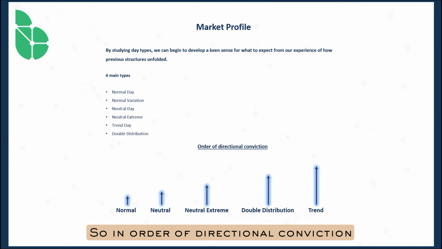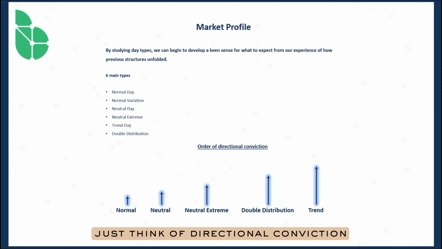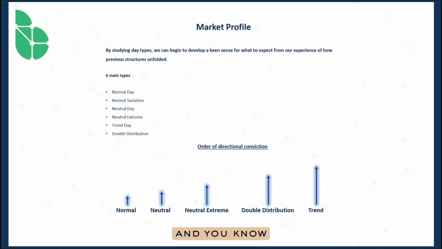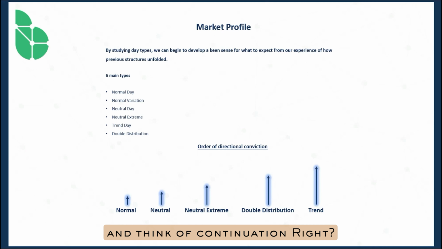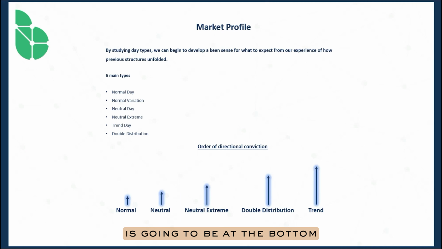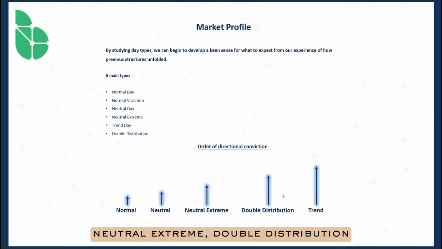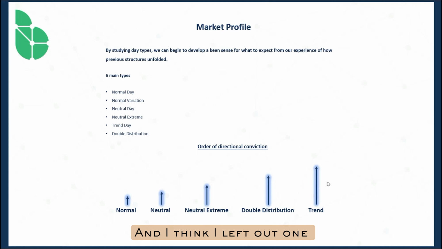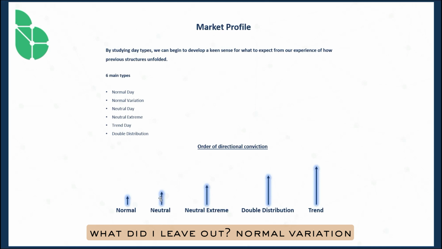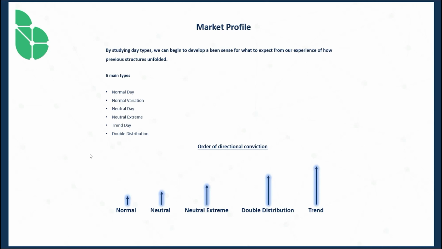So, in order of directional conviction, and basically just think of directional conviction as how much one side is in control, and think of continuation. Obviously a trend is going to be at the top of the list and a normal day is going to be at the bottom. So if you're thinking from bracketing environments to likelihood to be explosive and continue trending, this is the order we're going in: normal, neutral, neutral extreme, double distribution, and trend. And I think I left out one. What did I leave out? Normal variation. So it's actually normal variation after normal, before neutral.